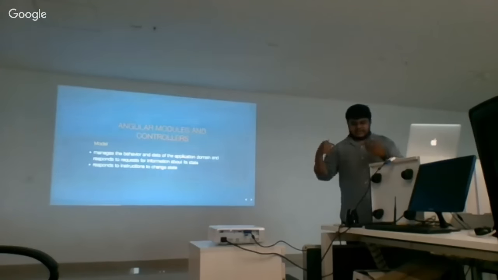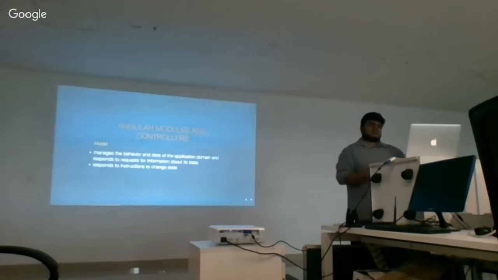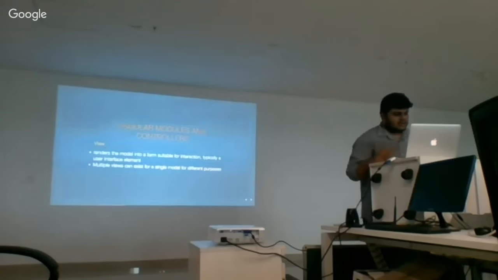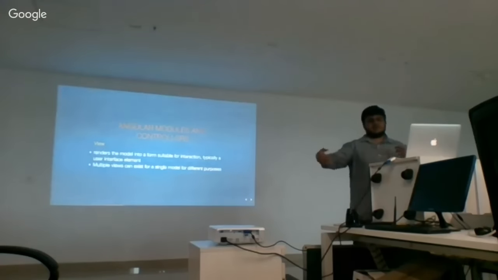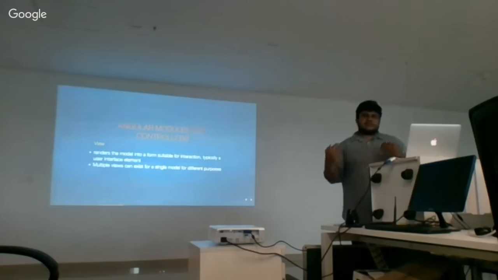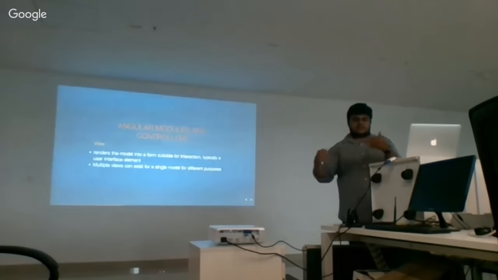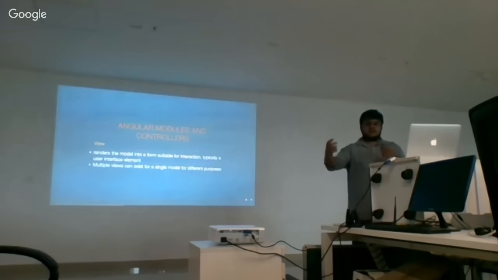So any change in the view will trigger the controller, which instructs the model to execute that particular functionality. Coming to the view, a view renders a model in a form suitable for interaction, typically a user interface element. Like I said, you have a user updating his personal information in the view. So the controller defines what will happen when he clicks on update. When a user clicks on update, in the controller you define that you get the values from each of the input elements, and then you pass it on to the model. So the controller is like an interface between the model and the view.